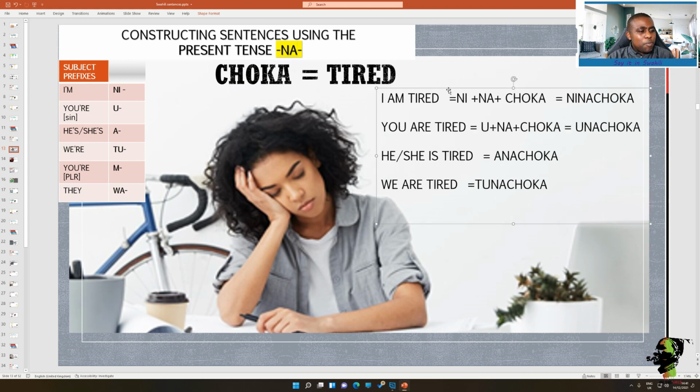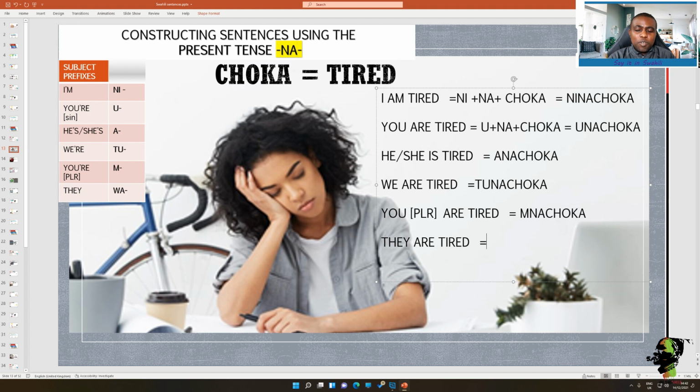And this sentence will be, you plural are tired. How do we say that kwa Swahili? You plural as a subject prefix was m. Don't forget that. So you put your m there, plus your tense, na, plus your verb, choka. How do you pronounce that? Mnachoka. Can you say that again? Mnachoka.